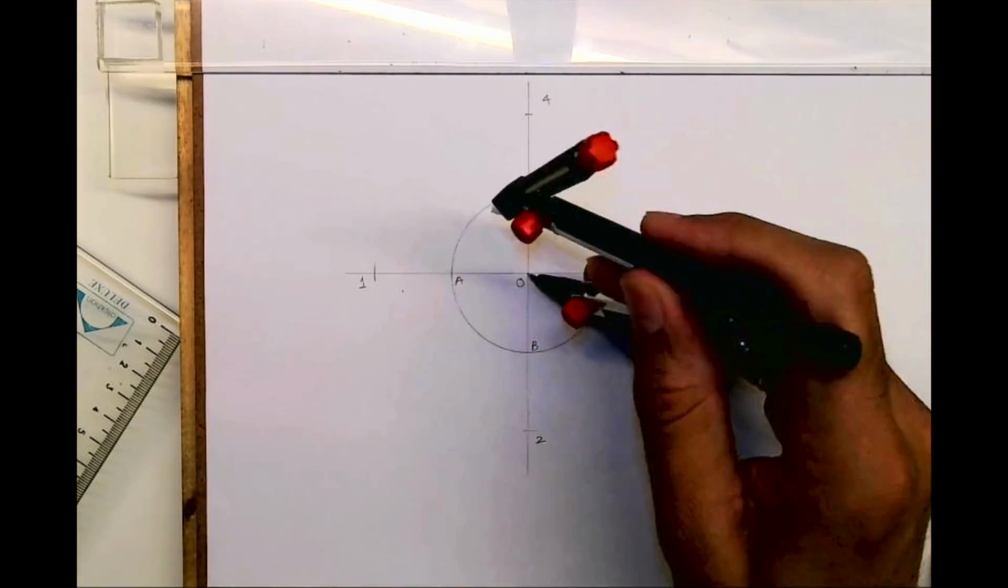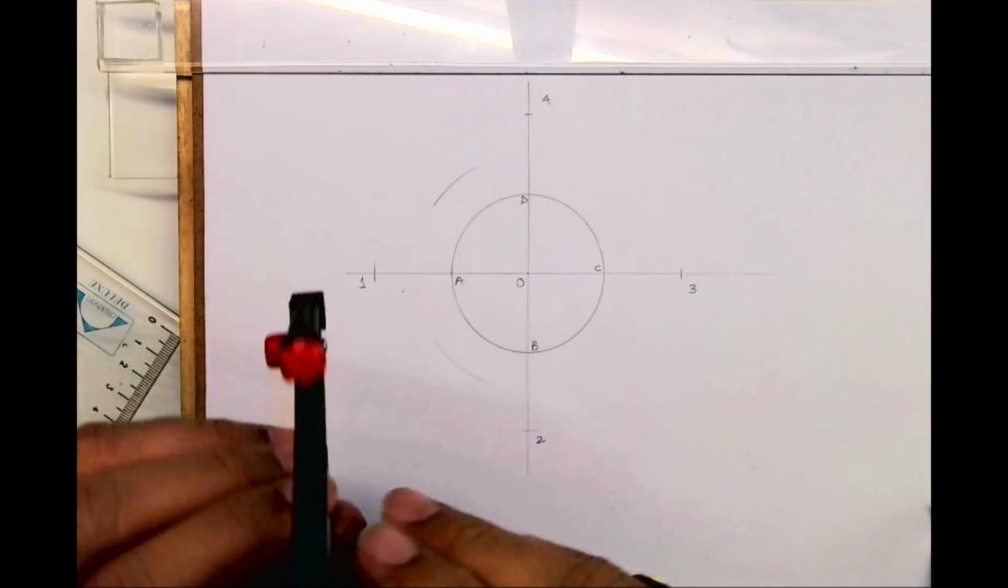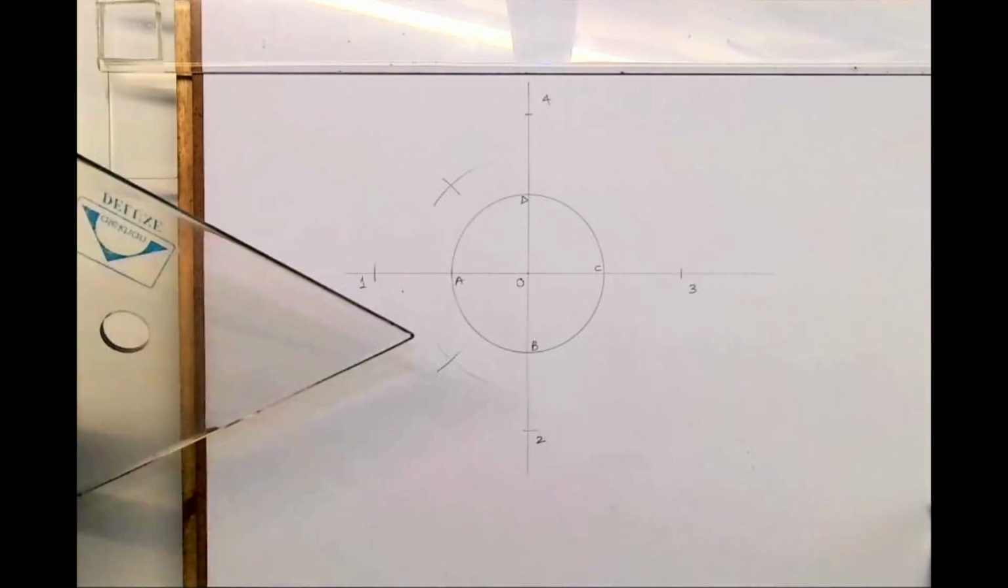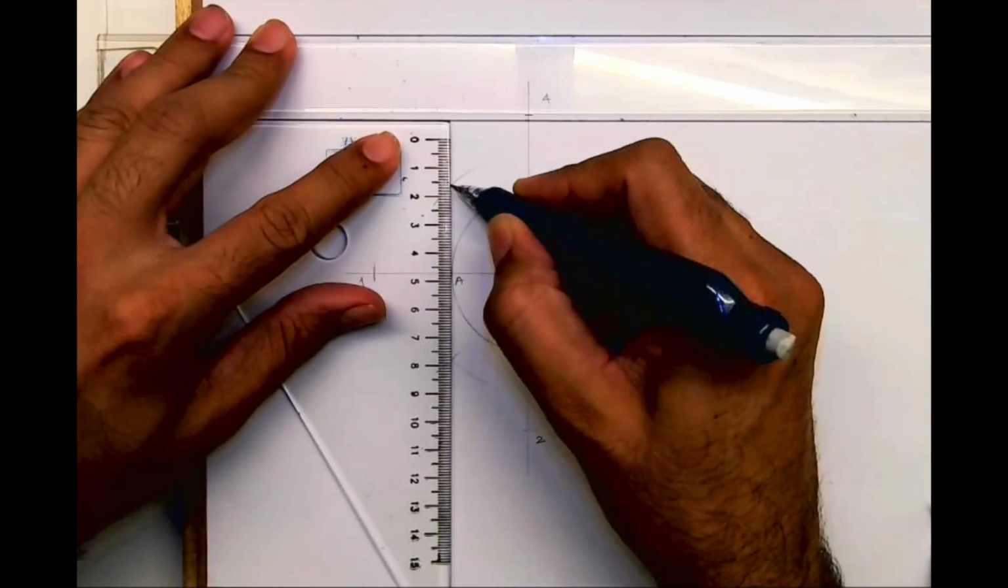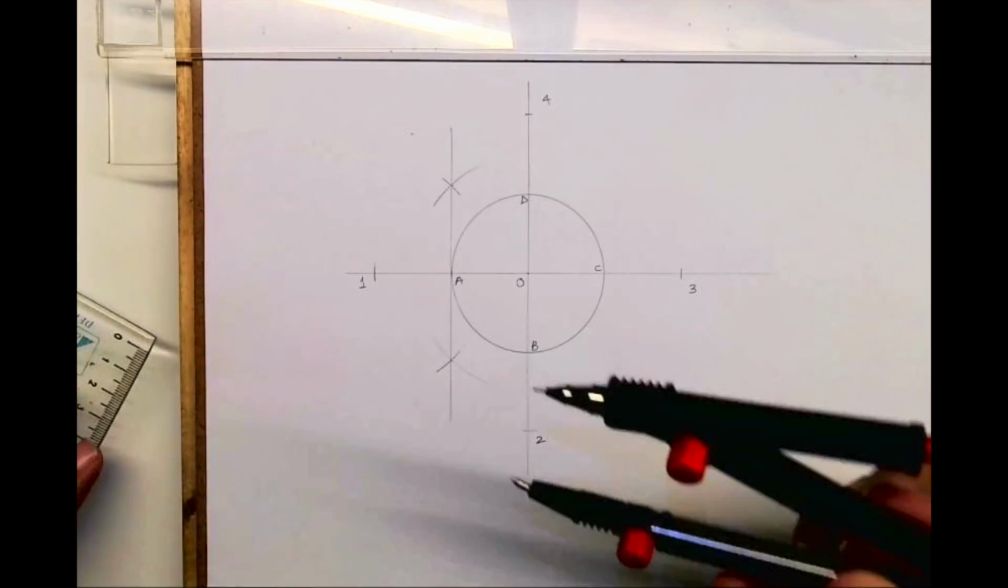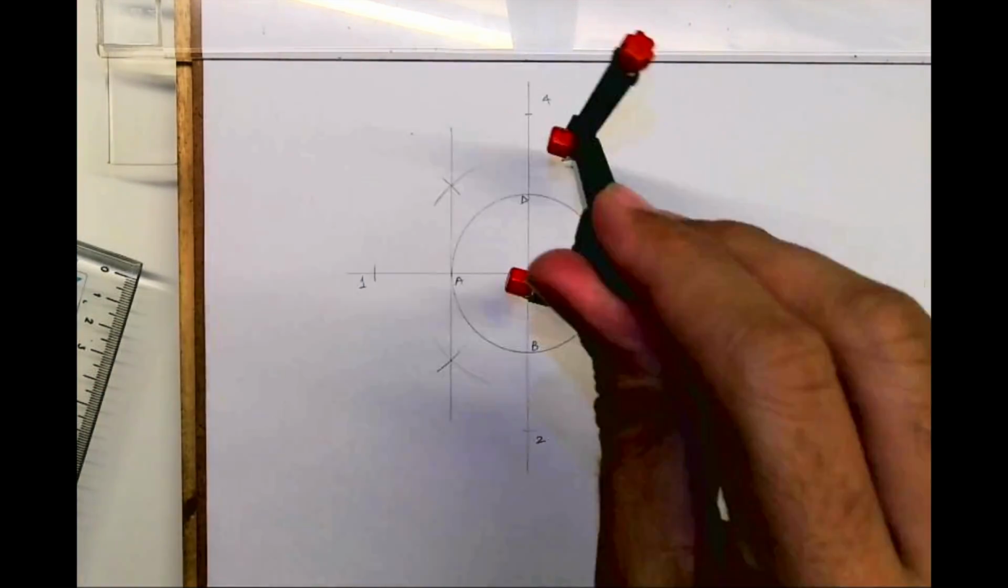Now what you need to do, you need to bisect O1. So this is what we are doing, we are drawing a tangent at point A. So by drawing tangents, we are getting a square. See this, so you draw the bisection at A.